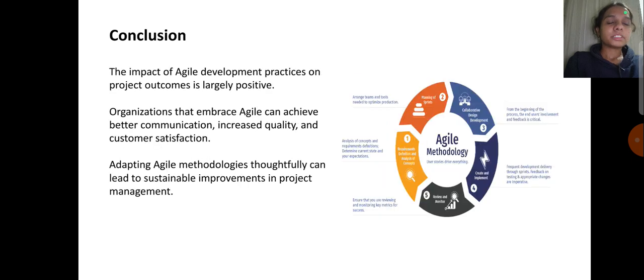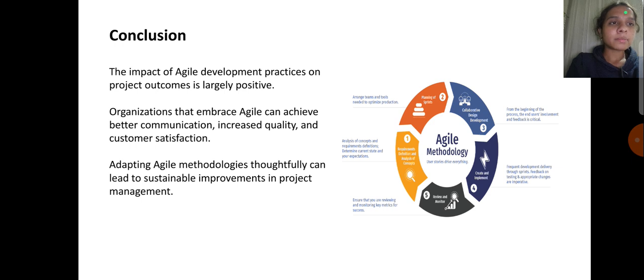And the next is, at last, the conclusions of the impact of agile development practices. The impact of agile development practices on project outcomes is largely positive. Organizations that embrace agile can achieve better communication, increased quality, and customer satisfaction. Adopting agile methodologies thoughtfully can lead to sustainable improvements in project management. And this is about the conclusions of agile development practices.